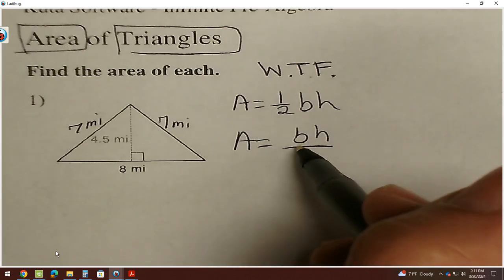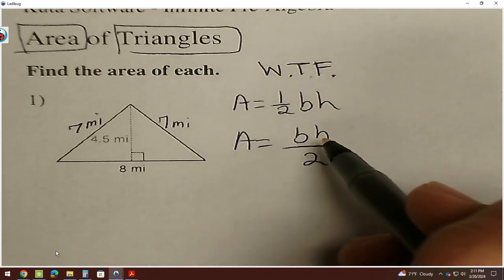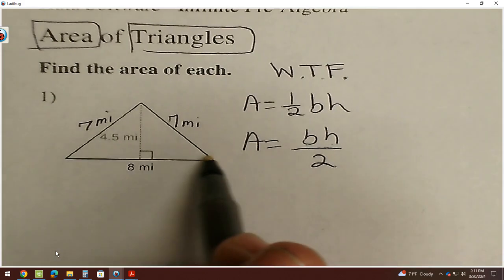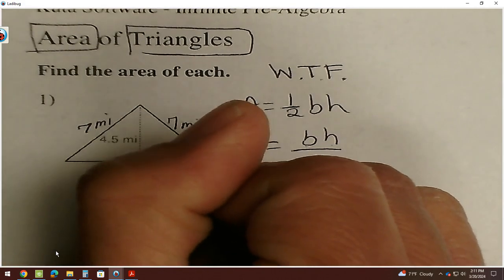So the base and the height always have to form a right angle. They have to be perpendicular to each other. So at this moment, this is the base and this has to be the height because right here is your right angle, which shows that they're perpendicular.